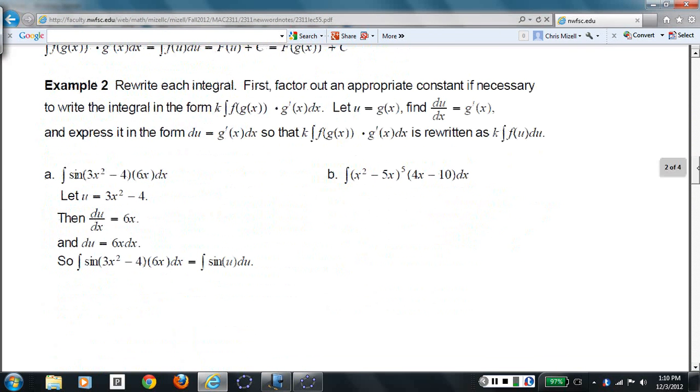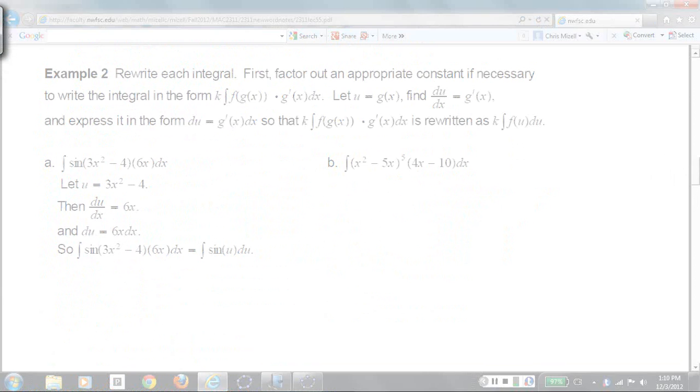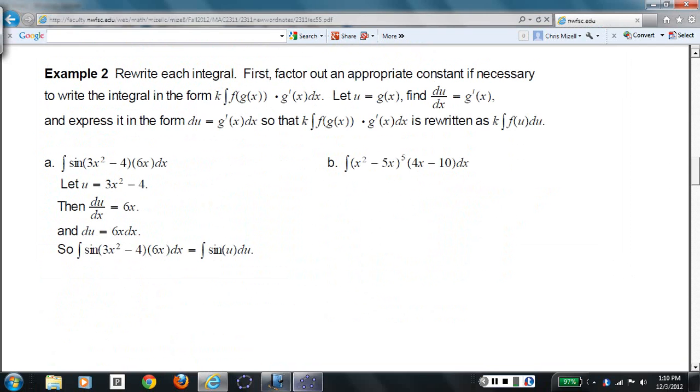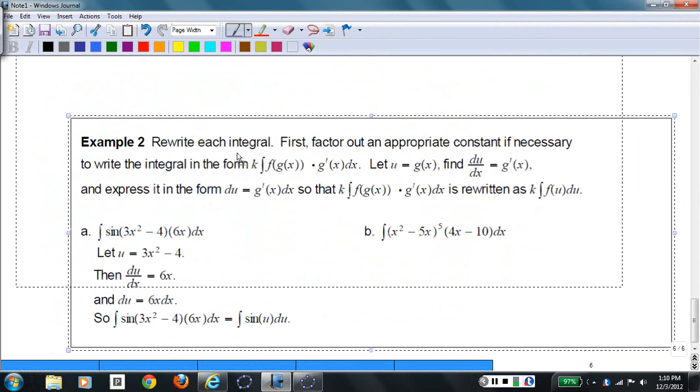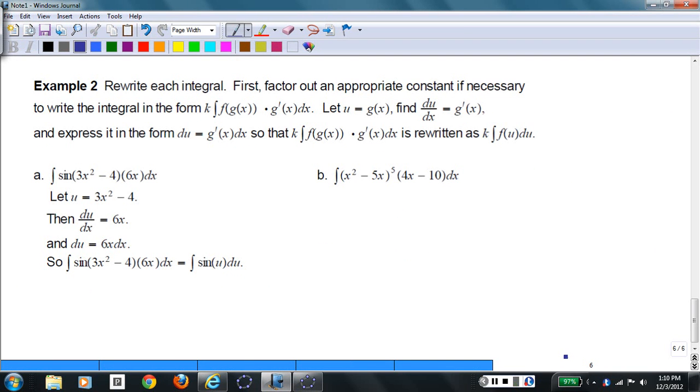Let's see if we can make this happen for examples 2a and b. We didn't spend a lot of time with example 2a. I just observed that 3x squared minus 4 was the inside function and sine was the outside function. So the whole thing is done for us. What we do is we say, okay, this is the inside function, so we let u equal 3x squared minus 4.